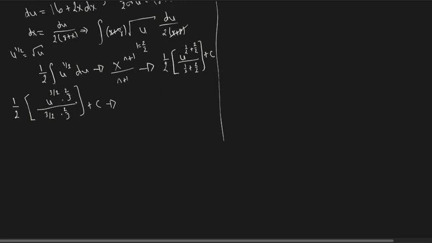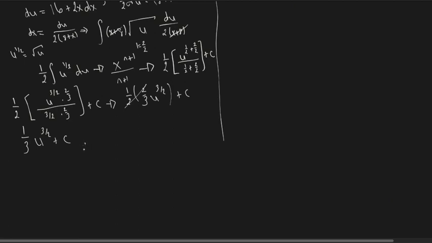2/3, which is equivalent to timesing it by 1. And we'll get 1/2 times 2/3 u to the 3 over 2 plus c. Well, we see that we can just smack that right there. Get rid of that. We don't need that. At 1/3 u to the 3 over 2 plus c.